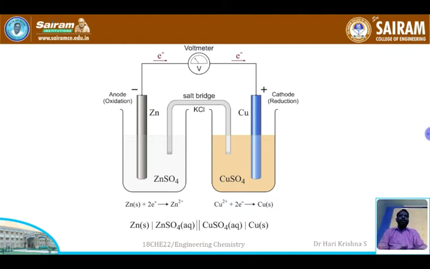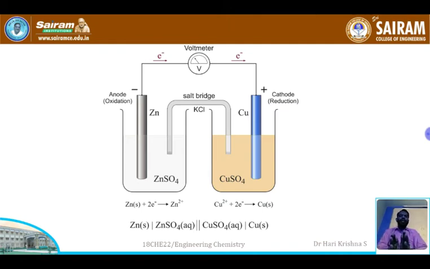The cell can be represented in a notation. How is it represented? You can see in the diagram below there is a representation. The salt bridge is represented by two vertical lines. On the left hand side of the salt bridge, you write the anodic representation, and on the right hand side you write the cathodic representation.